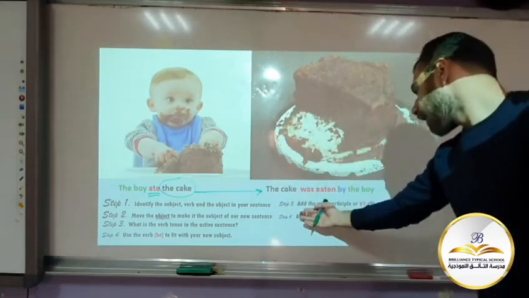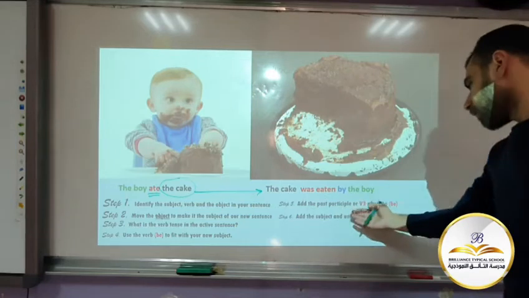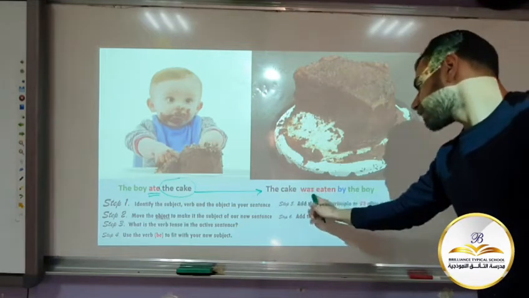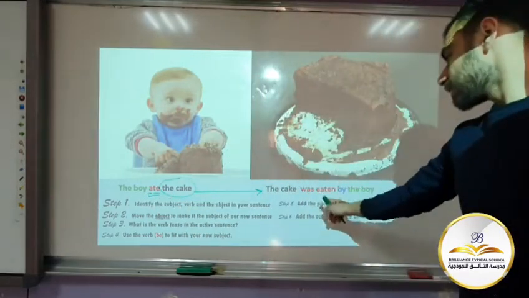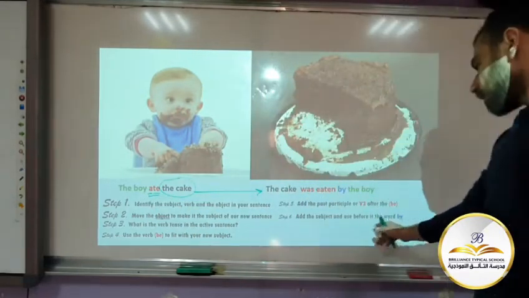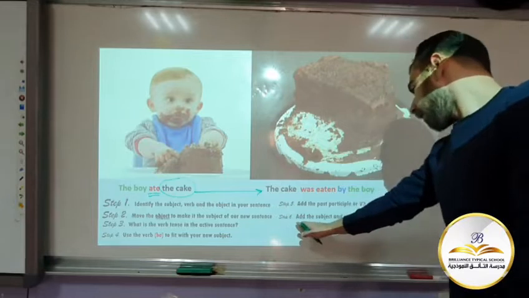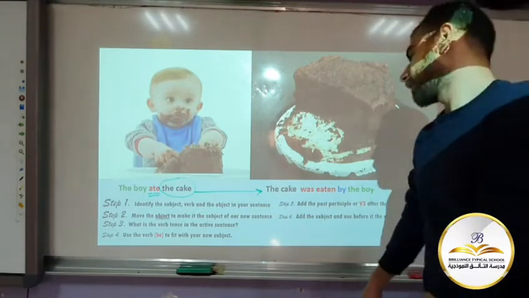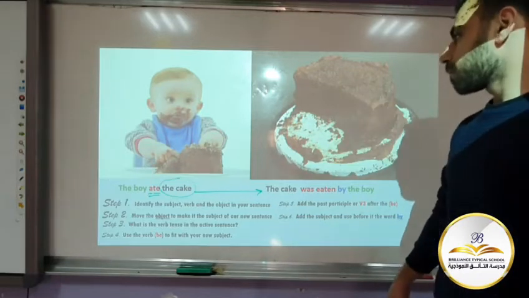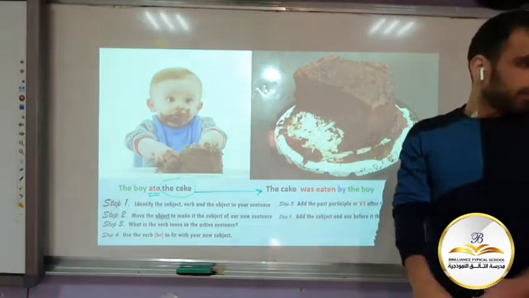The next step, add the past participle. I'm going to add after this was verb three from ate, which is eaten. And then the last step, I have to add the subject and use before it by. I'm going to say the cake was eaten by the boy. Was it easy?